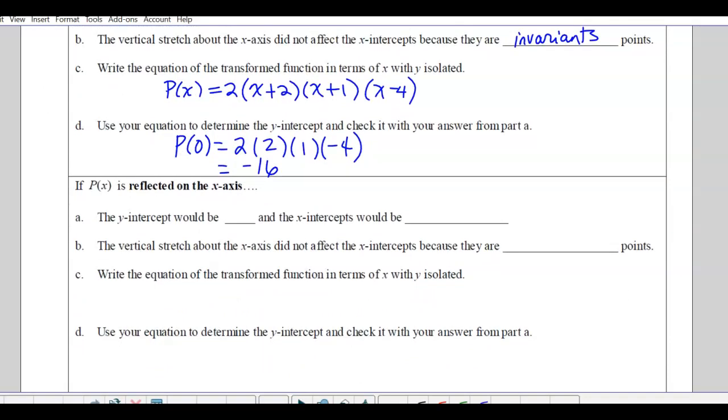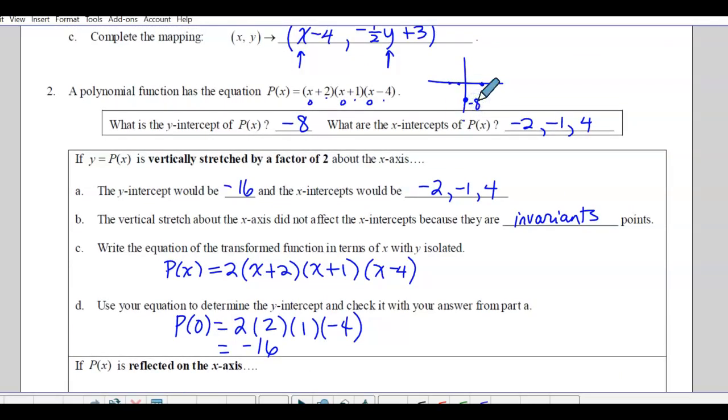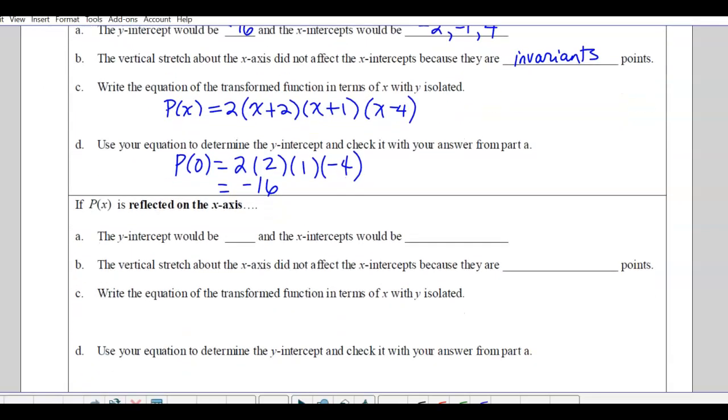Okay, if p of x is reflected on the x-axis, so we're not stretching as well. So we're just doing a reflection. So the y-intercept, it was -8. If we reflect that in the x-axis, it's now going to be +8. And again, x-intercepts won't change. So there's still -2, -1, 4. The vertical stretch about the x-axis did not affect the x-intercepts because they are invariant points. So they don't vary, right?